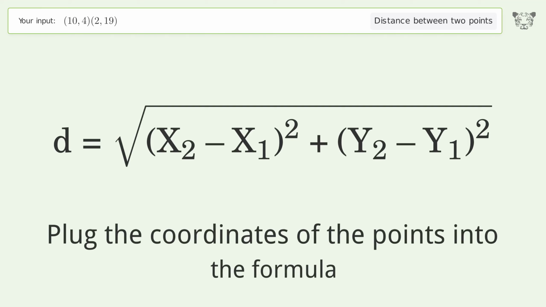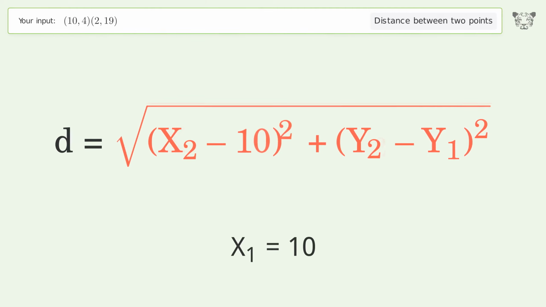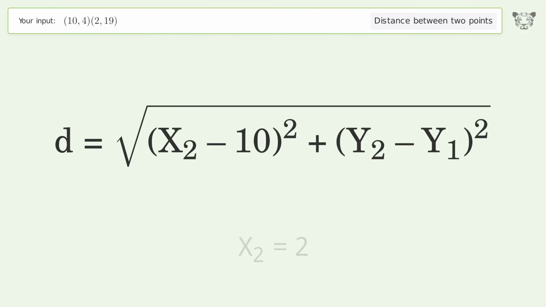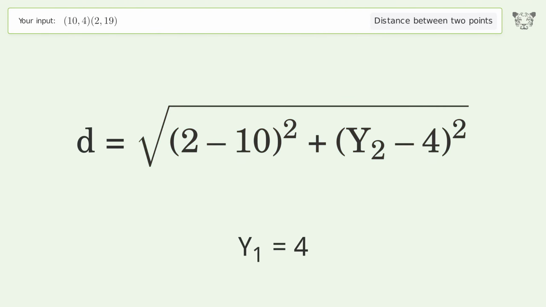Plug the coordinates of the points into the formula. x1 equals 10. x2 equals 2. y1 equals 4. y2 equals 19.